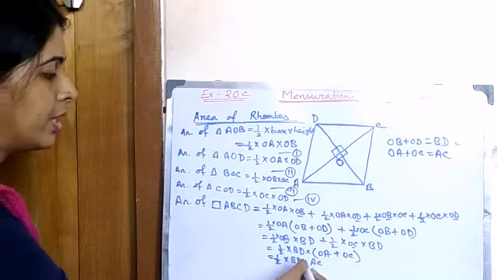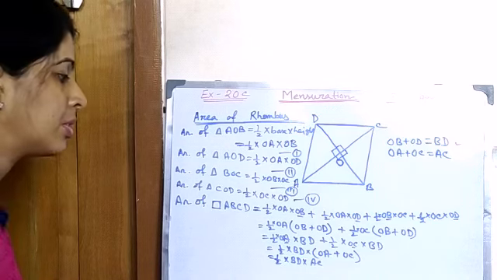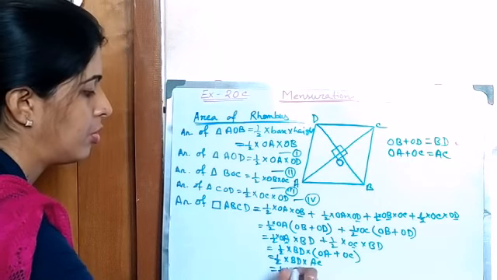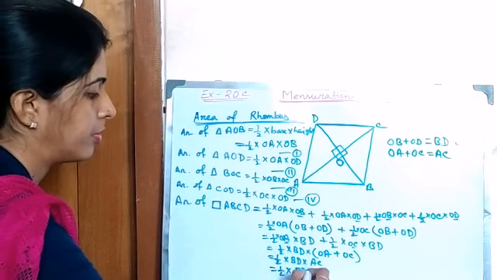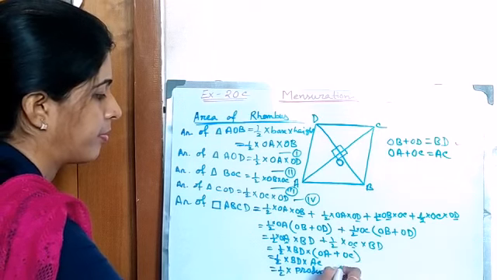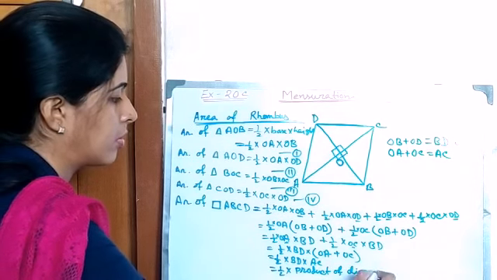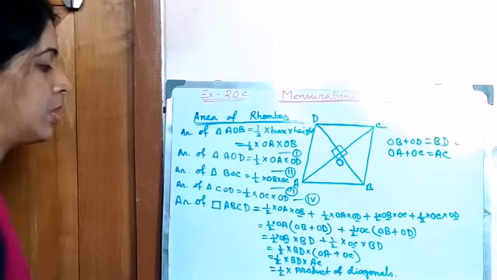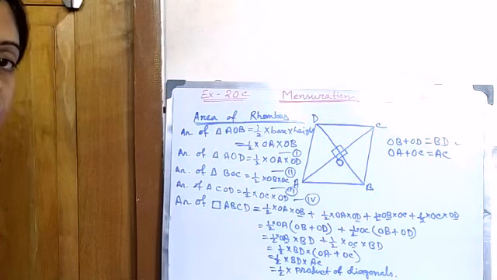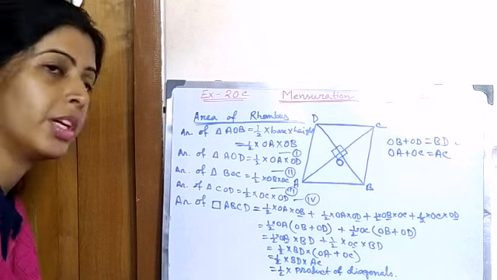BD and AC are the diagonals of the rhombus. So what do we get from it? Half into the product of diagonals. This is the explanation of the formula for the area of a rhombus. So the area of a rhombus means half into the product of the diagonals.